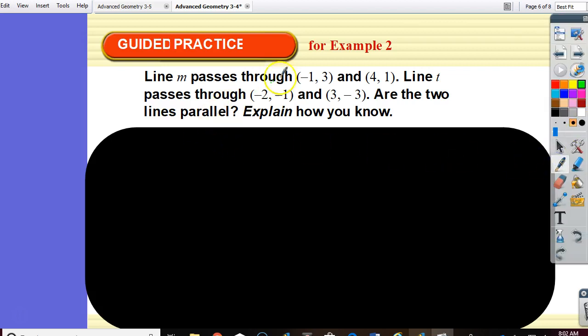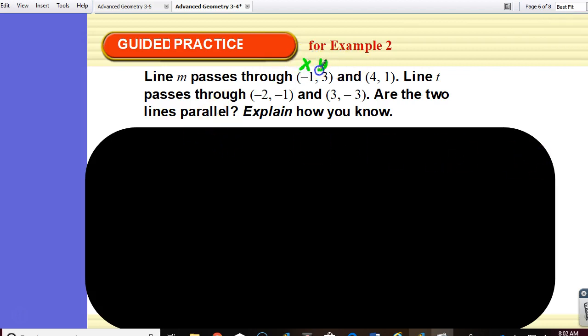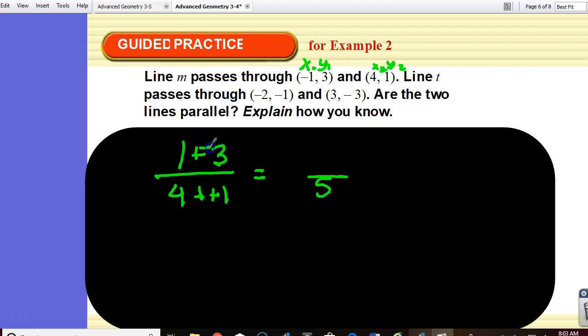So let's look it over. So our first one, we're going to go x, y, x, y. We're going to call this point 1 and this point 2. y2 minus y1 over x2 minus x1. Alright, 2 negatives in a row just looks weird. Keep change opposite. So 4 plus 1 is 5. 1 minus 3. 1 plus -3. Adding different signs. Subtract. 3 minus 1 is 2. Take the sign of the larger number. Negative. So -2 fifths is the slope of the first line.